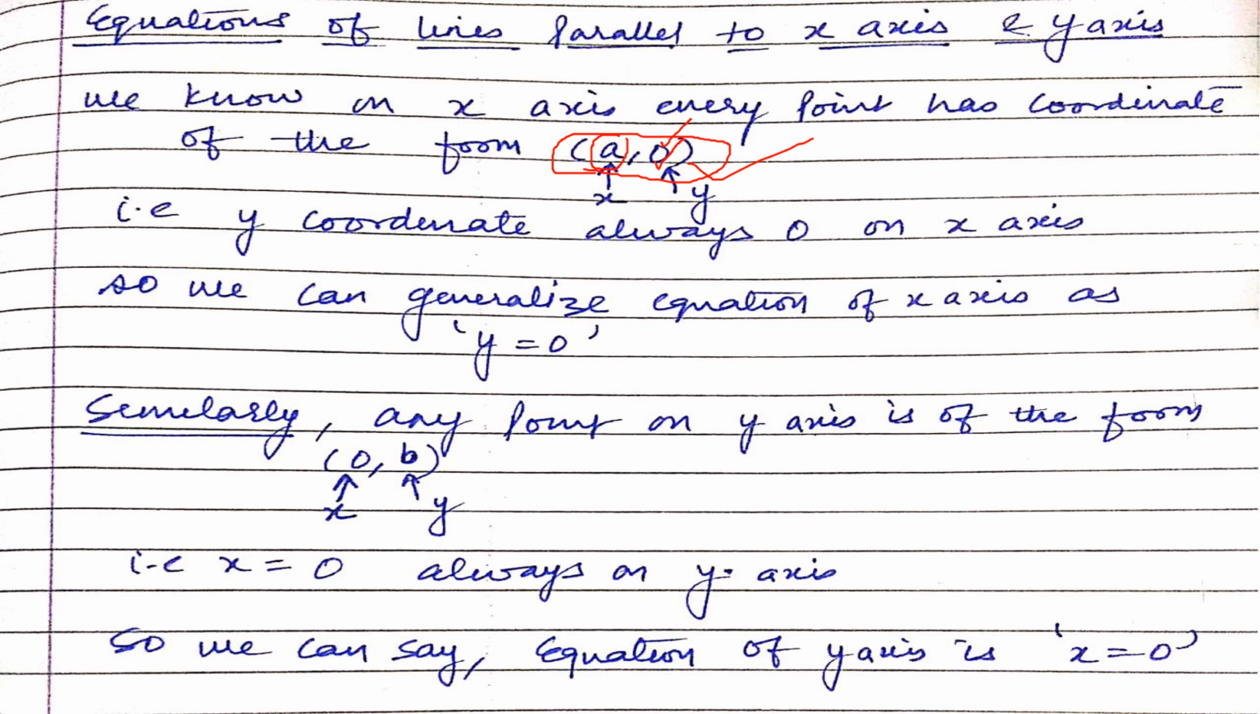So let's see. We can say using this that y coordinate always 0 on x-axis, and we can generalize equation of x-axis as y is equal to 0. I hope you got this. As y is always 0 on x-axis, we name equation of x-axis as y is equal to 0. Very easy. Similarly, you try to think on your own what should be equation of y-axis.